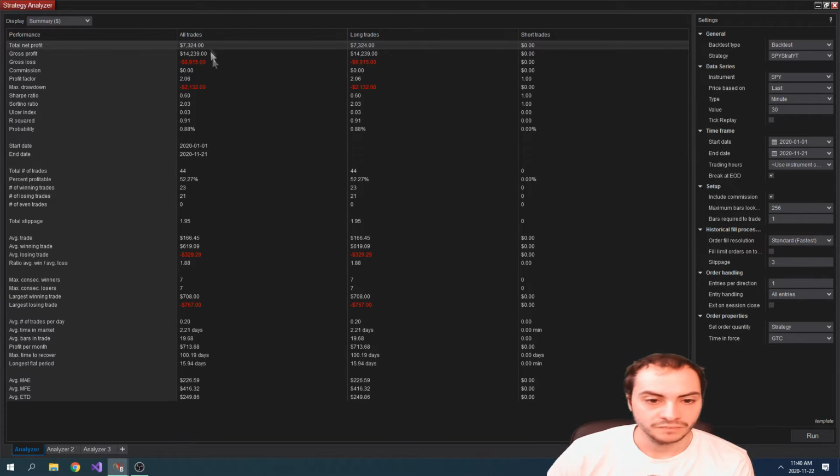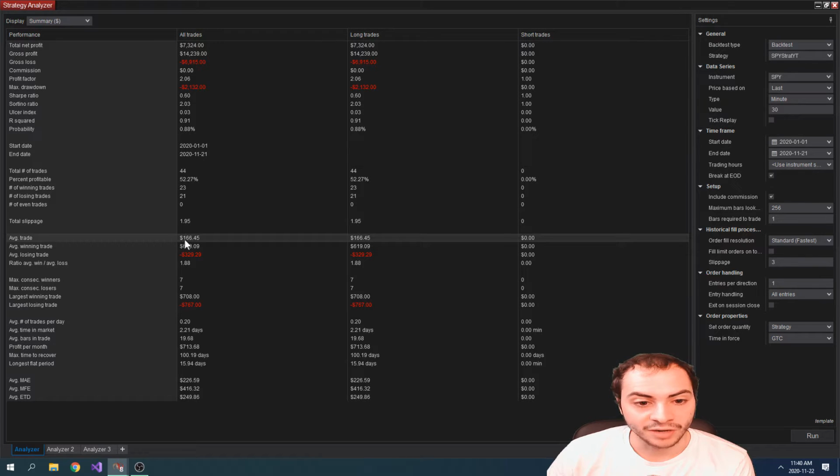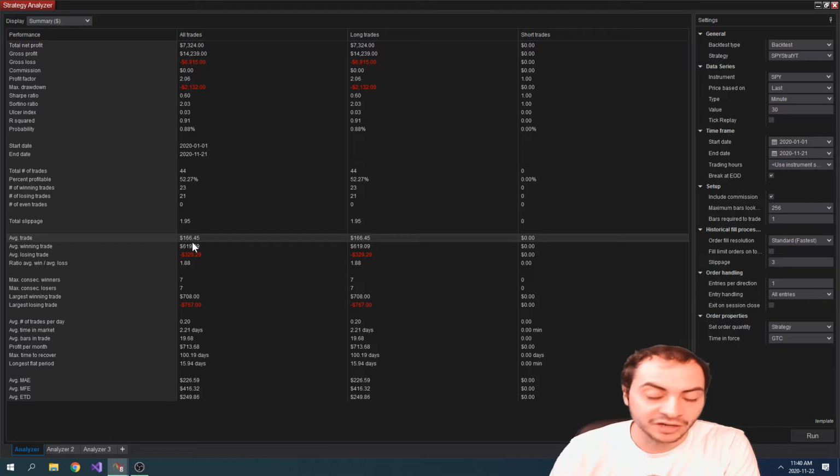One common metric I like to look at is expectancy, how much you can expect to make per trade. And it's saying on average, you have a $166 expectancy, meaning every trade on average will make $166 of profit if you were to trade 100 shares.